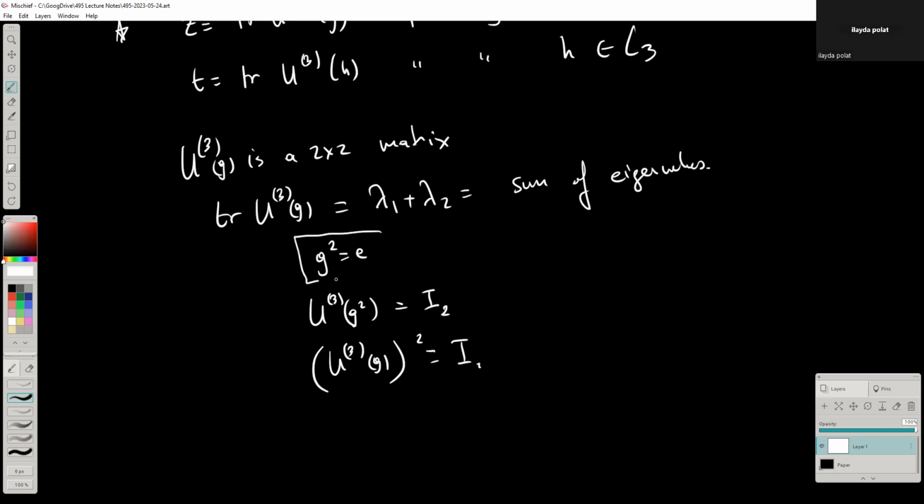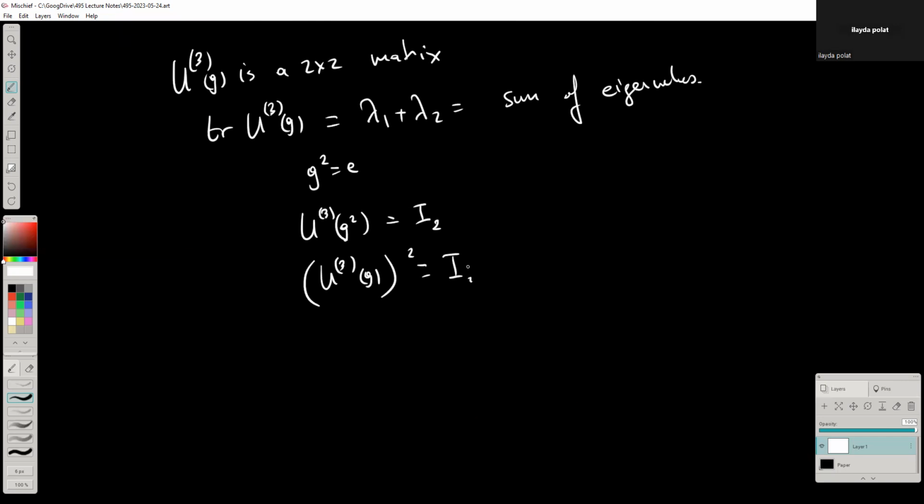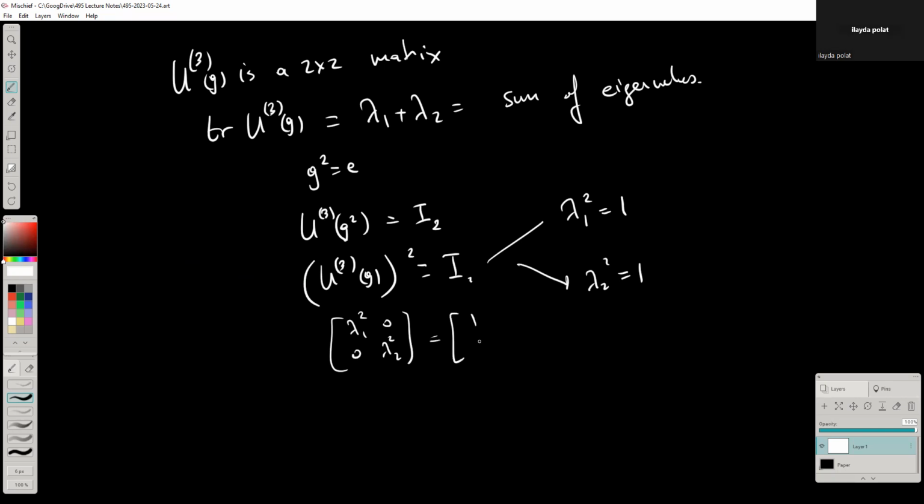The relationship satisfied by the abstract elements of the group is also satisfied by these representation matrices. So if the square of a matrix is equal to identity, then the square of the eigenvalues should also be equal to 1. So lambda 1 squared should be equal to 1, and lambda 2 squared should be equal to 1. Why? Because if this is diagonal, the diagonal entries will be the eigenvalues, and taking the square of the matrix would be obtained by squaring the eigenvalues. And if that's equal to the identity matrix, that's equivalent to the squares of all the eigenvalues being equal to 1. There are more formal ways of doing this.